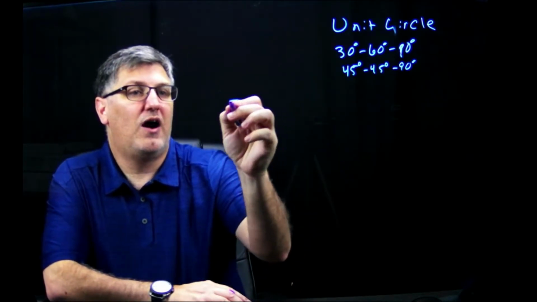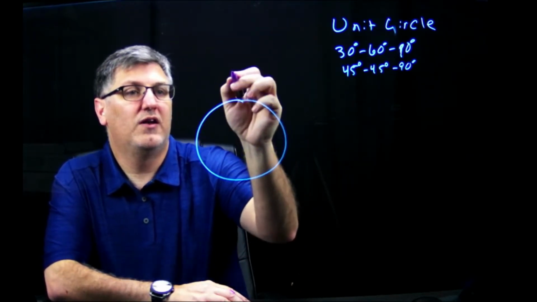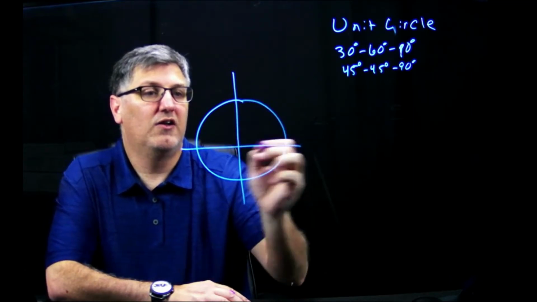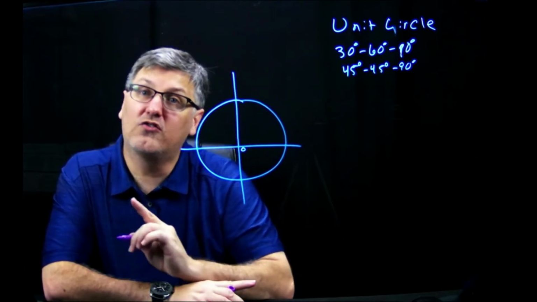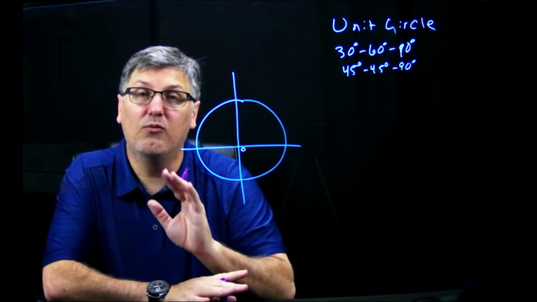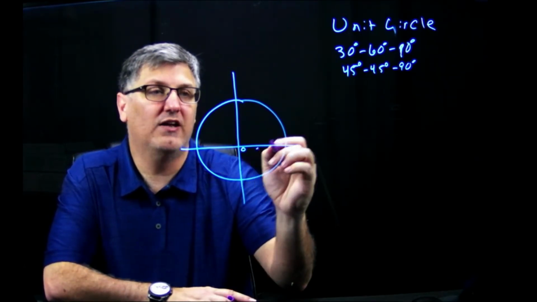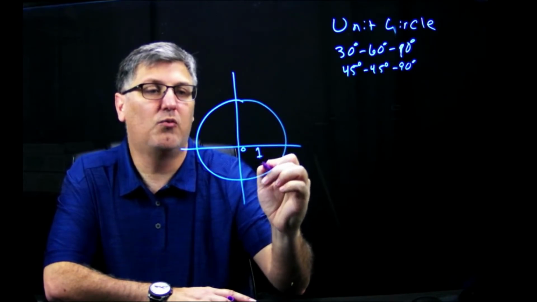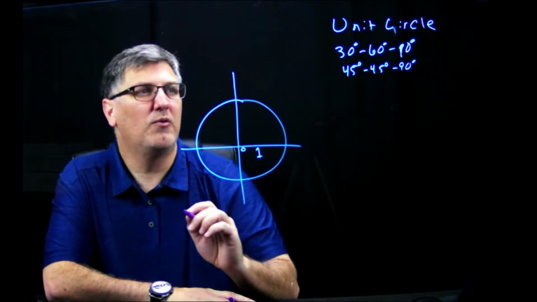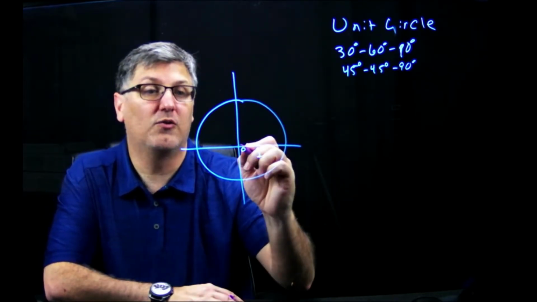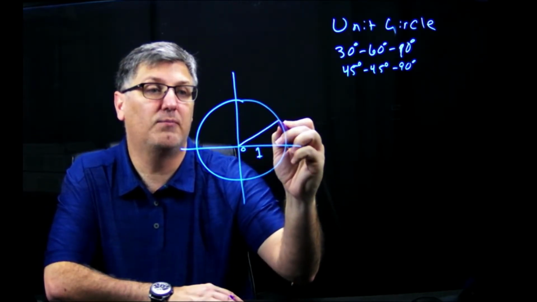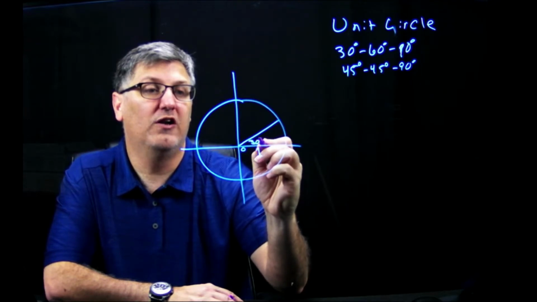So I have a circle here. It's on an XY plane. This is the origin. Now the unit circle has a radius of 1. So my radius is 1. Now what I'm going to do is go to my lowest special right triangle angle, which is 30 degrees. So I'm going to draw in an angle in standard position of 30 degrees.